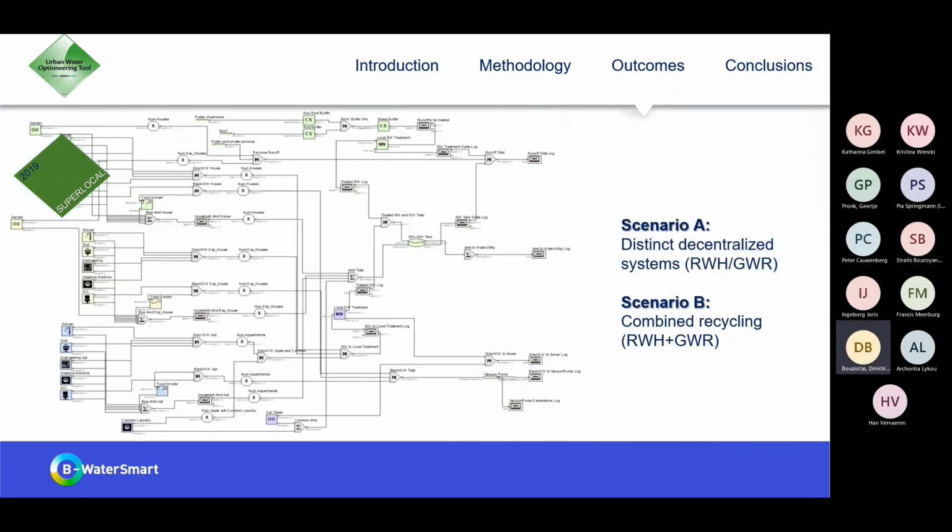UWOT was then used to conceptualize and model two different neighborhood scenarios, two different neighborhood redesigns for Superlocal. The first one with households featuring distinct decentralized systems, so one rainwater harvesting and one greywater recycling system that were separate from each other. The second one was a scenario featuring a combined recycling system where rainwater harvesting and greywater recycling led to one treatment unit for this mixed light grey water that was then used to cover some of the household demands. This is the scenario you see on your screen.